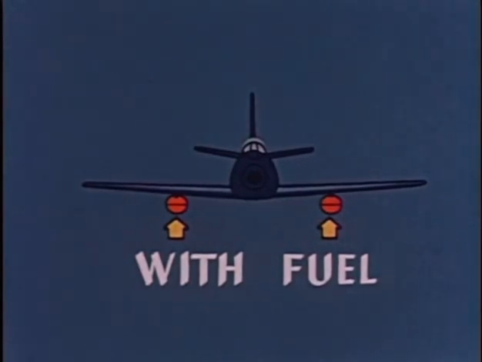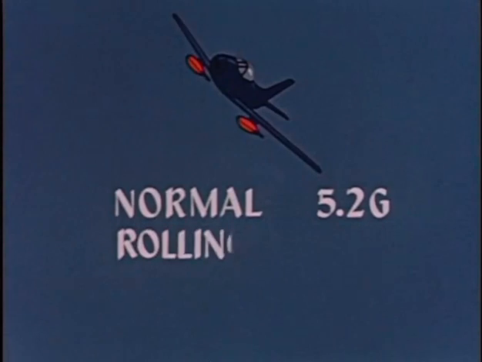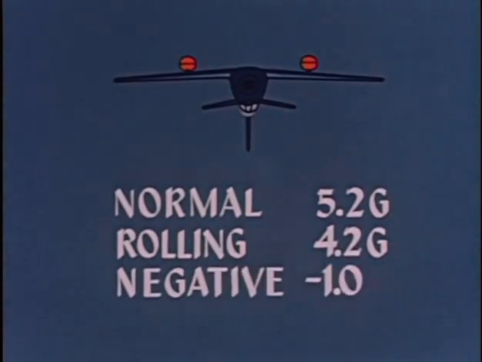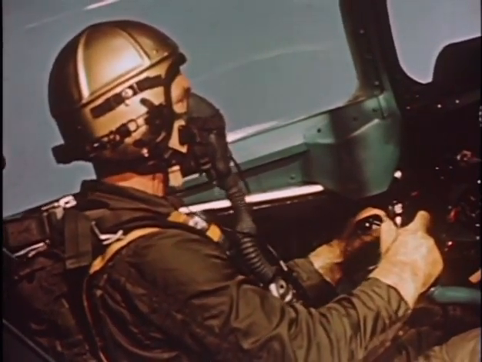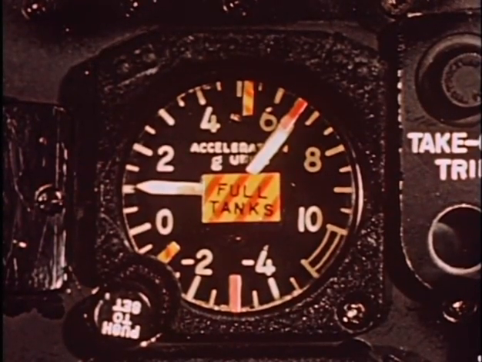When you have fuel in your tanks, all your G limits are further reduced. In normal pull-ups, your limit is down to 5.2 G. In rolling pull-ups, the red line is lowered to 4.2 G. And the negative limit is minus 1 G. Of course, ultimate design limitations assure you a safety factor over red line G limits. But never use this safety factor except as a survival tactic. Structural deformation may result if you push the airplane past red line G.